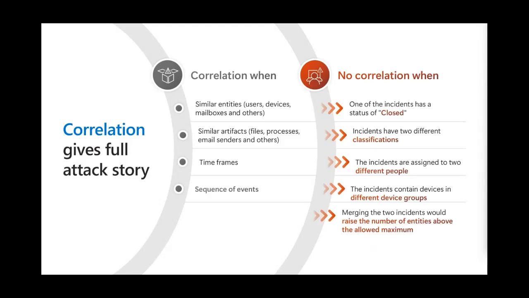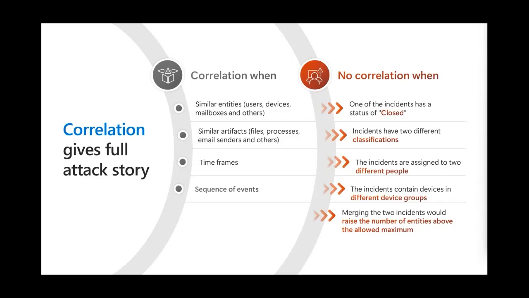Now, we create incidents which represent larger attack stories. And the force behind this grouping of alerts in incidents is our correlation engine. The correlation engine merges incidents when it spots common elements between alerts. And I just wanted to touch on the most common reasons for merging. So we merge when entities are similar. Think of the same user showing up in alerts, or devices, or mailbox.